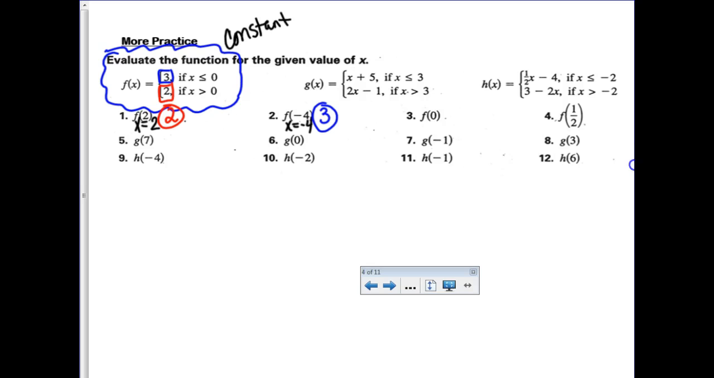How about exactly 0 this time? Well, this is the great debate. Are we using the top function or the bottom function when x is exactly 0? Top function, very good. See that equal to sign? It only exists on that top piece of the function. So this is the only function you get to use when you're 0. So the answer is coming out to 3.